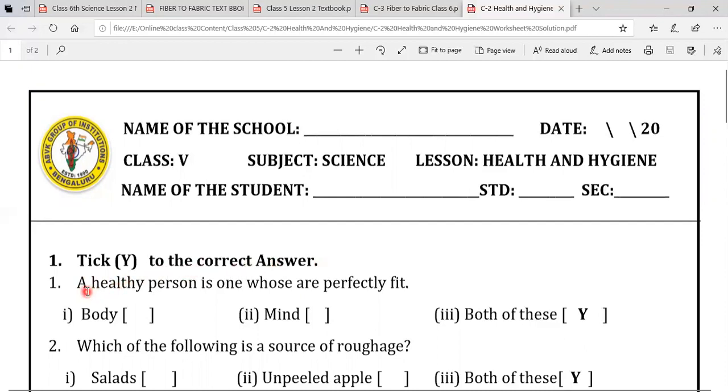First question: a healthy person is one who is perfectly fit. So when can you tell a person is healthy? Option A, body. Option B, mind. Option C, both of these. So when body and mind both are well, then only we can tell a person is healthy. So the answer will be both of these.